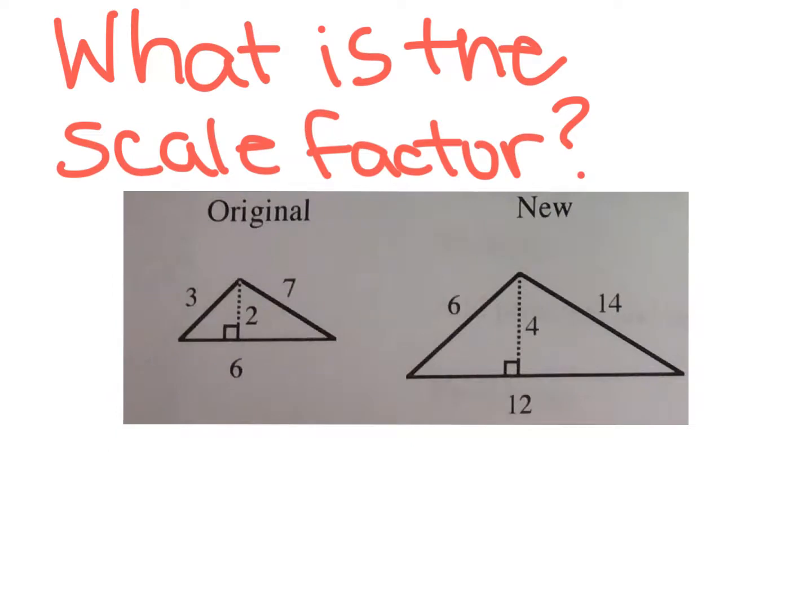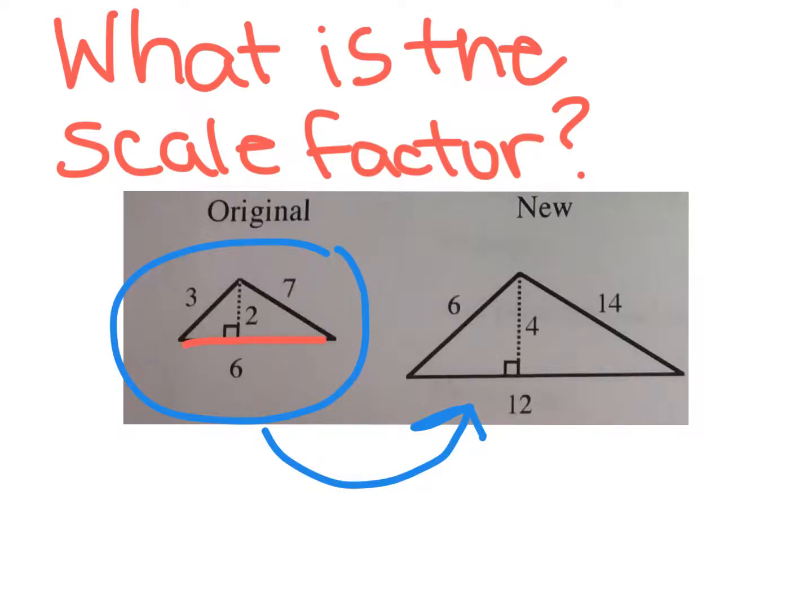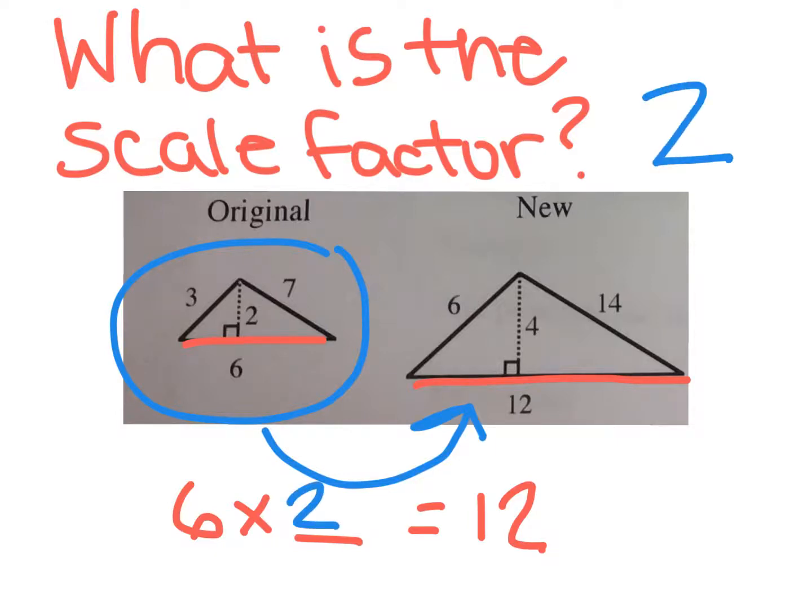So let's take a look at these two triangles. The smaller one is the original shape, and it was enlarged to get the bigger one. So let's find a pair of corresponding sides. I'm just going to use the base of the triangle. Those two sides are 6 and 12. What is the scale factor? You should always be thinking 6, the original shape, times what gives you that same side length on the larger one. So hopefully you're saying 6 times 2 gives you 12. So the scale factor is 2.